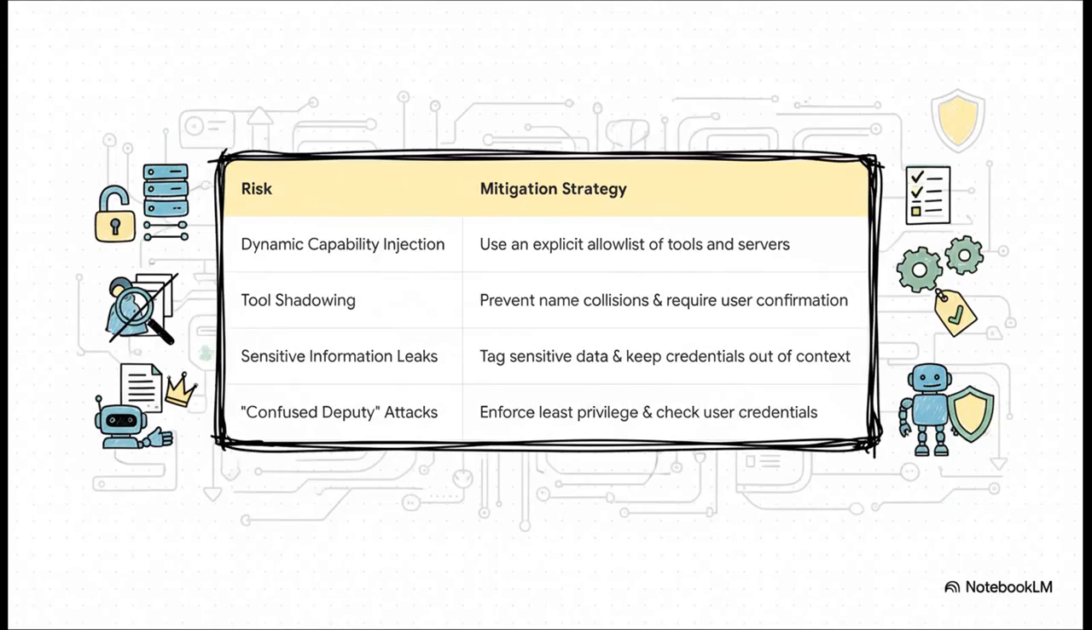But the good news is there are clear ways to fight back. For every major risk, there's a strategy. To stop random malicious tools from getting injected, you use a strict allow list, a guest list of approved tools. To stop tool shadowing, you make sure no two tools can have confusingly similar names, and you make a human approve risky actions. To stop data leaks, you tag sensitive information. And to fix the big one, the confused deputy, you always check the original user's credentials, not just the server's.